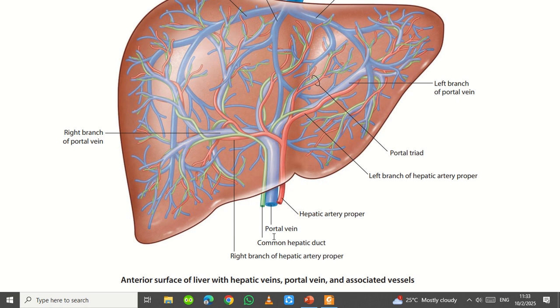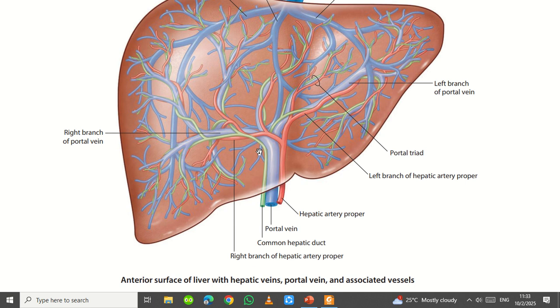Right, good. So the hepatic artery will divide into right and left. The right hepatic artery will give another branch, as we're going to see, which is called the cystic artery. And that cystic artery will supply blood to the cystic duct and the gallbladder. You understand? So in short, that's the blood supply of the liver.